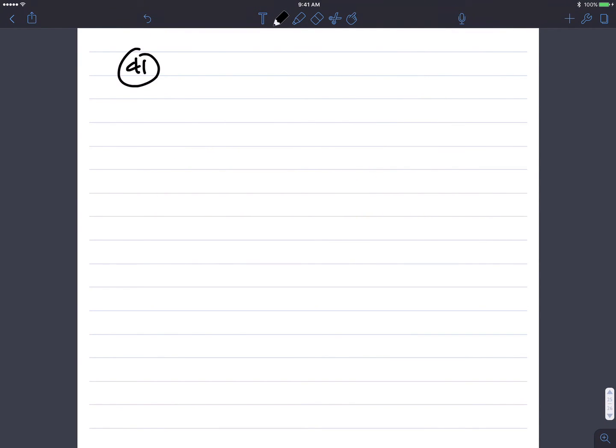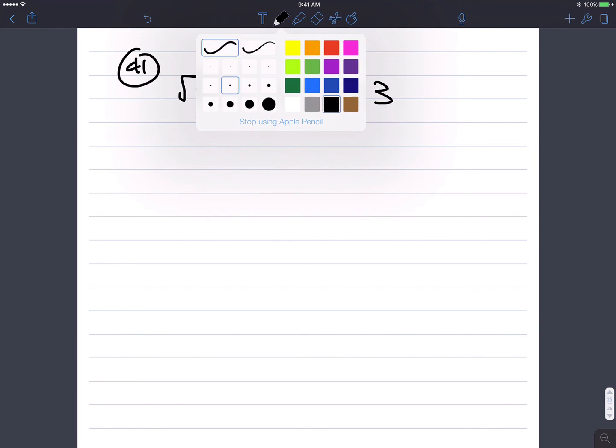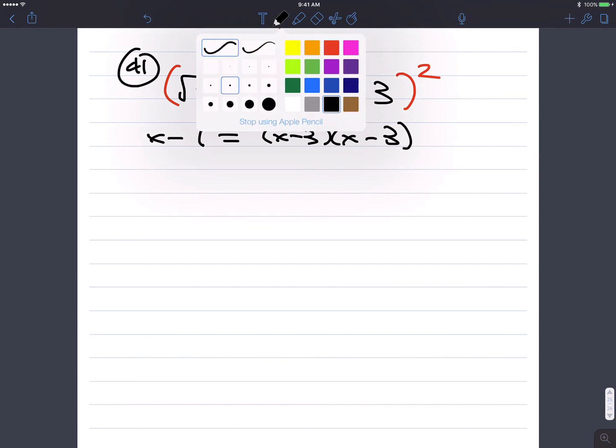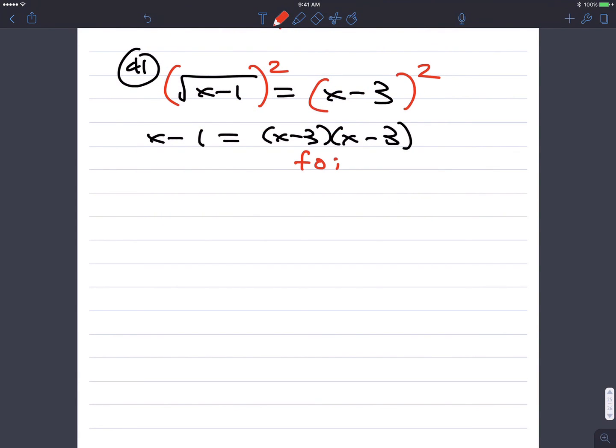That brings us up to question number 41. For 41, we get the square root of x minus 1 is x minus 3. This is a little bit different and interesting. We square, again, both sides. These are some of the questions we did in class. So you're going to square both sides here. Now on the left side, we get x minus 1. On the right side is x minus 3 times x minus 3. You're going to have to use FOIL.